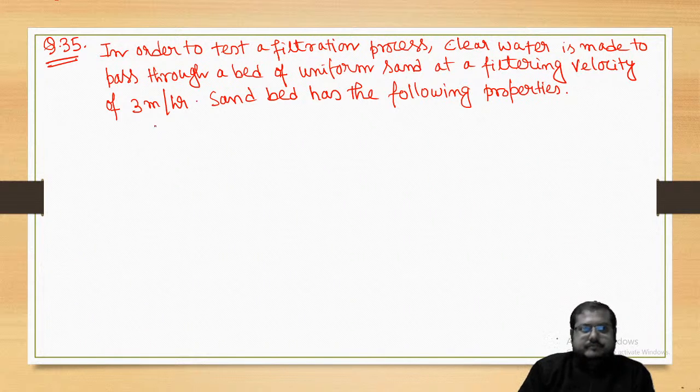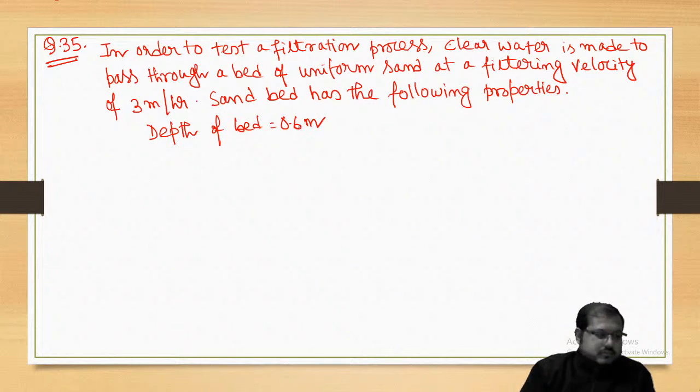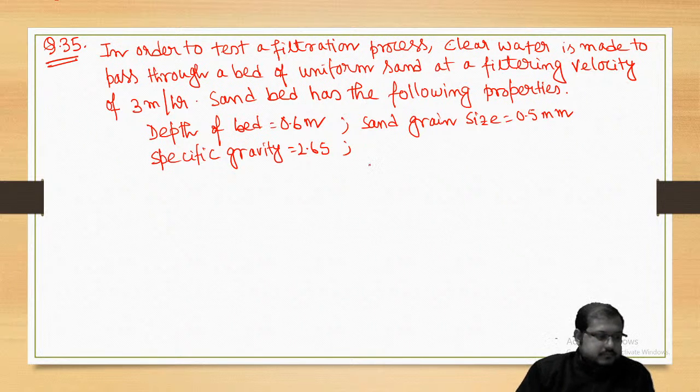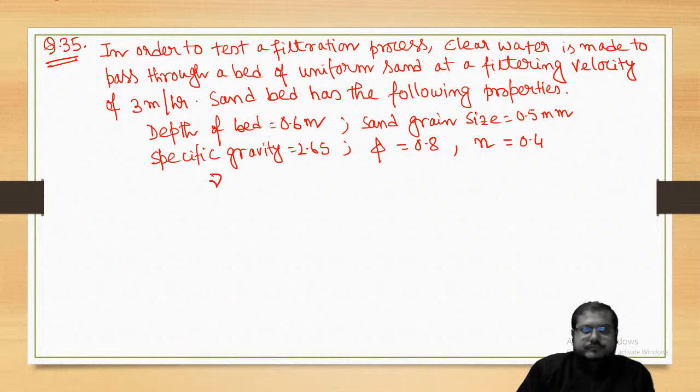Depth of bed 0.6 meter, sand grain size 0.5 mm, specific gravity 2.65, safe factor is 0.8, porosity of sand bed during filtration is 0.4, and the coefficient of kinematic viscosity is 10 to the power minus 6 meter square per second.